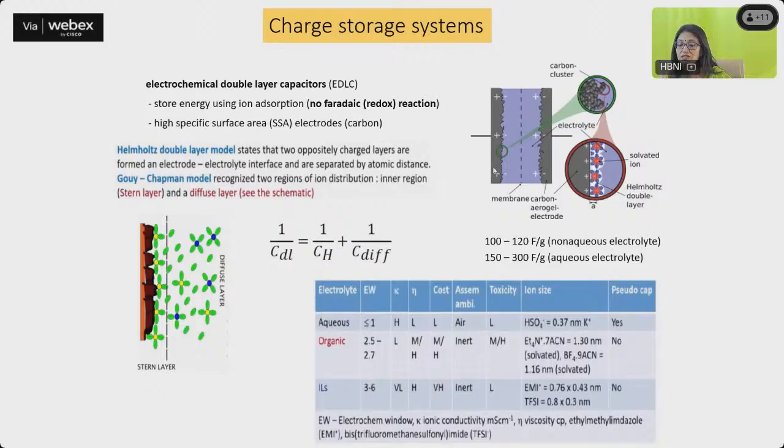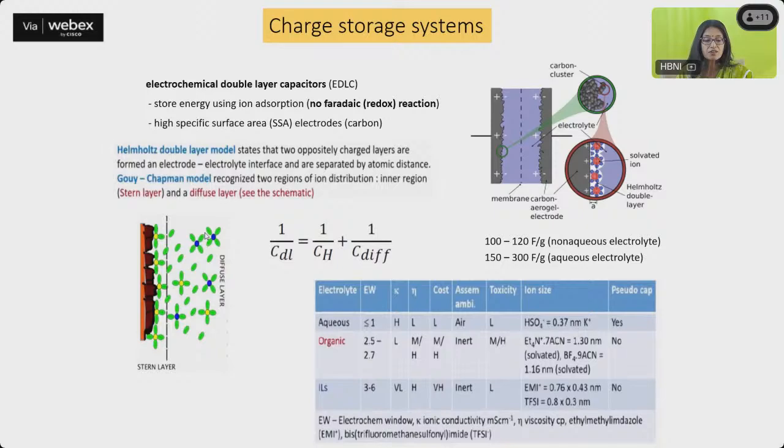So if you look into this particular electrode, this is a carbon cluster, and you have all this electrolyte over here. So you have the solvated ions coming in, you have a Helmholtz double layer getting formed, and so there's a lot of surface area, and that is why your capacitance is very high. You can model this using various model structures. The Helmholtz double layer model states that two oppositely charged layers form at an electrode-electrolyte interface, separated by an atomic distance, so the d value becomes very small.